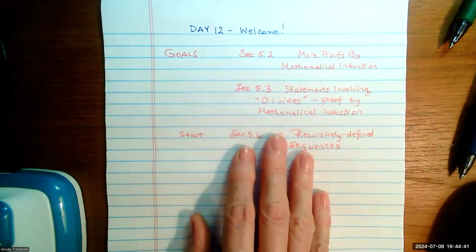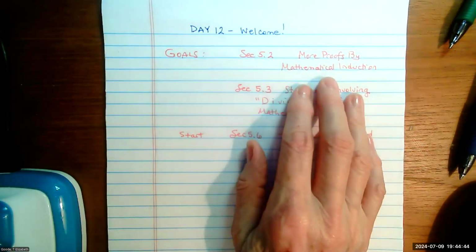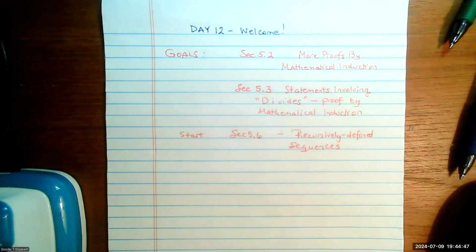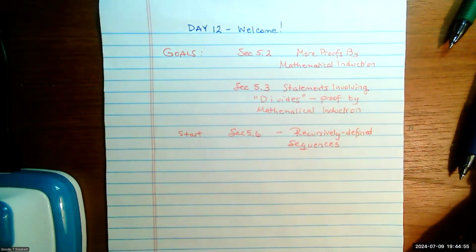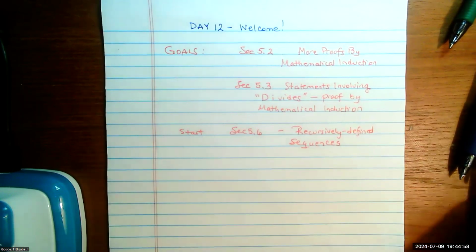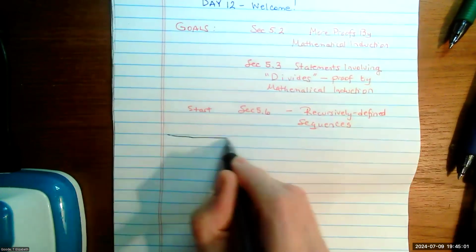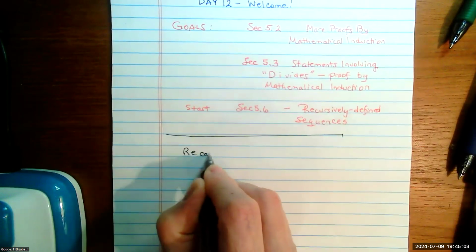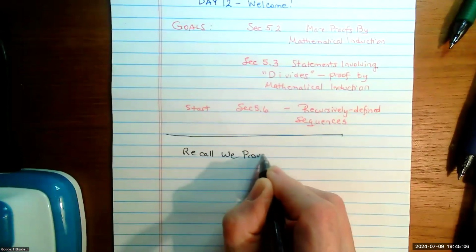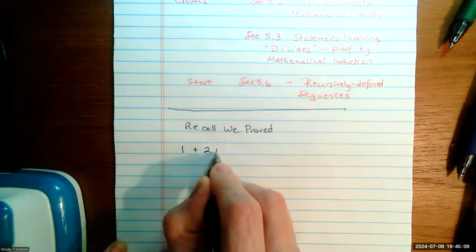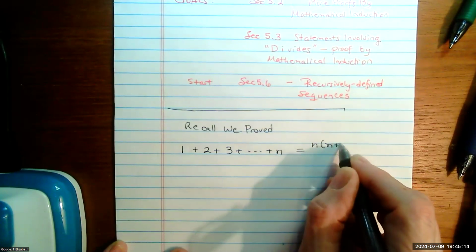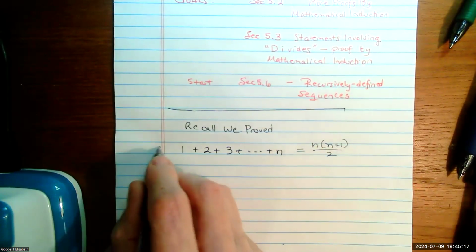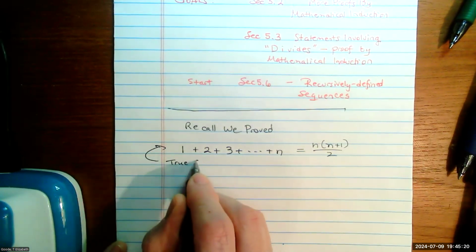So we have already seen two proofs by mathematical induction from section 5.2. So we're going to continue our games with mathematical induction. There are several really helpful formulas. We already proved the first one. Recall, we proved that the sum of the first n integers is given by this formula, n times n plus 1 over 2. And this is true for all n greater than or equal to 1.